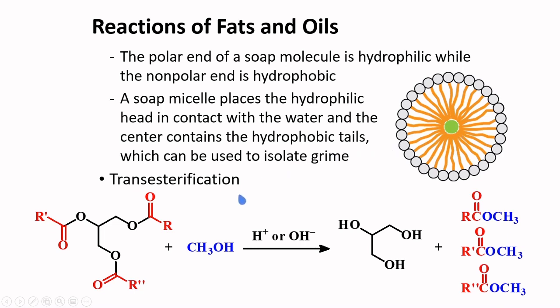Transesterification can also be done with fats and oils. For example, when you mix methanol with triglycerides in the presence of an acid or a base, methanol can displace glycerol to form esters of carboxylic acids.